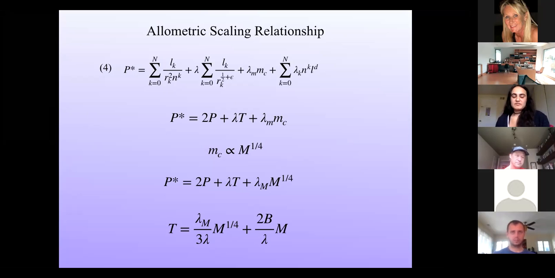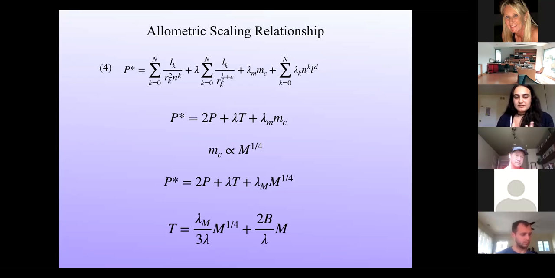Then, based on previous results that have shown a proportional relationship between the mass of a cell and the fourth root of the body mass of an animal, we made some substitutions, varied this function with respect to the mass of the animal, and solved this differential equation. We end up with this equation that relates conduction time to the mass of the animal. In this case, B is a constant that's experimentally determined. That's the proportionality constant between energetic cost and mass of an animal.